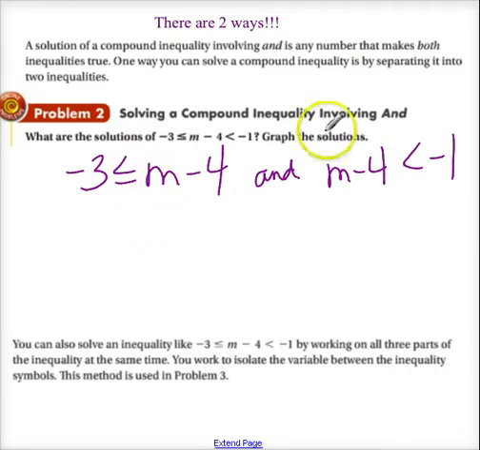Now I can just solve these two just like multi-step inequalities. I'm going to add 4 on both sides over here. So I have 3. Oh, I'm sorry.